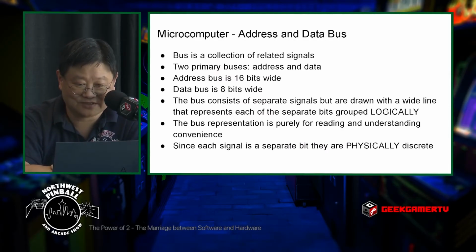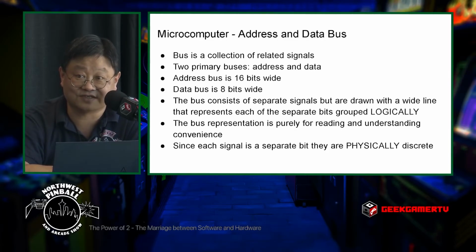Here we go. So, a bus is a collection of related signals. In this case, address or data is typically what you'll see. The address bus is 16 bits wide, the data bus is 8 bits wide. These are separate signals, D0 to D7, A0 to A15, but you can think of them logically as one group of signals. The address bus bits refer to address bits only. The data bus bits refer to data bits only.